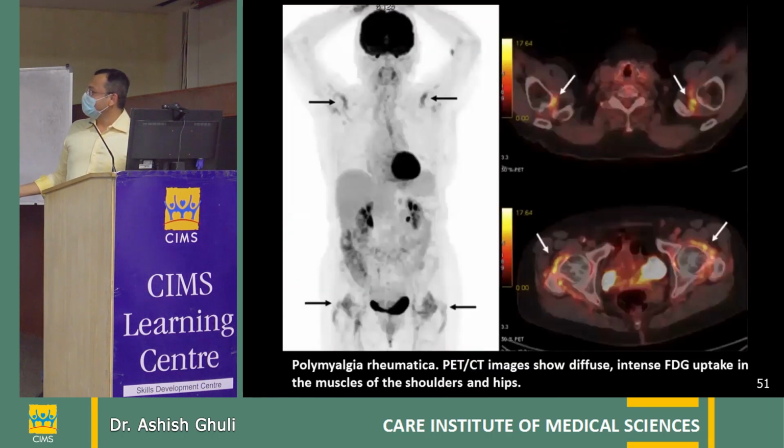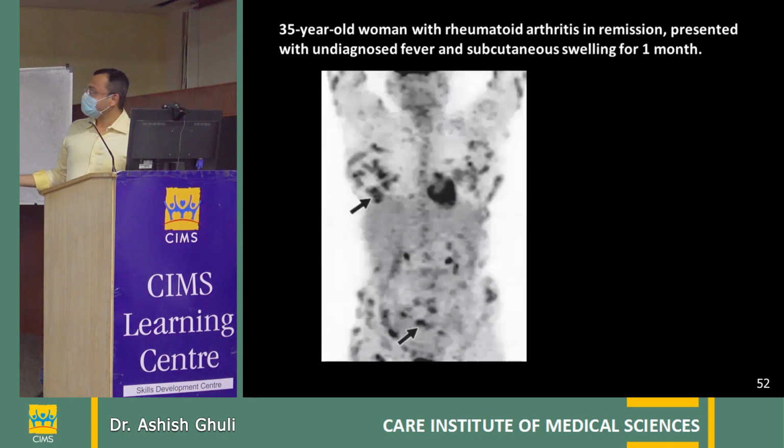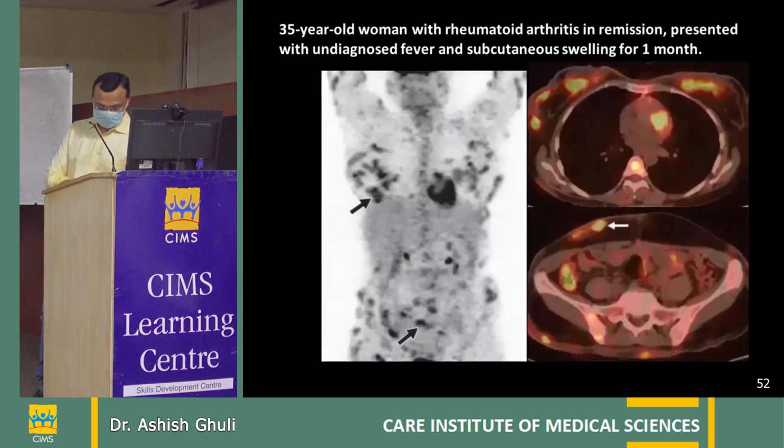This is a case of rheumatoid arthritis with uptake in the shoulder as well as the hip joint. So these are cases of active inflammation of rheumatoid arthritis. This is the patient with intense uptake in the subcutaneous tissue. This is a case of panniculitis.